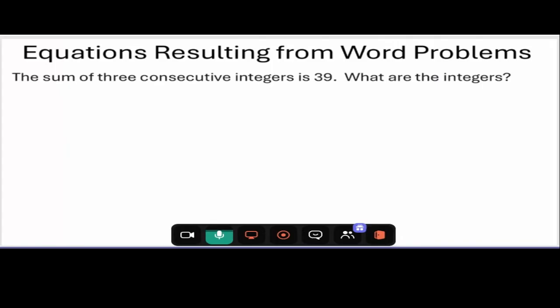Okay, the good old consecutive integers questions. You will definitely see some of these in Math 053. The sum of 3 consecutive integers is 39. What are the integers? So we got 3 numbers this time, not just 2.